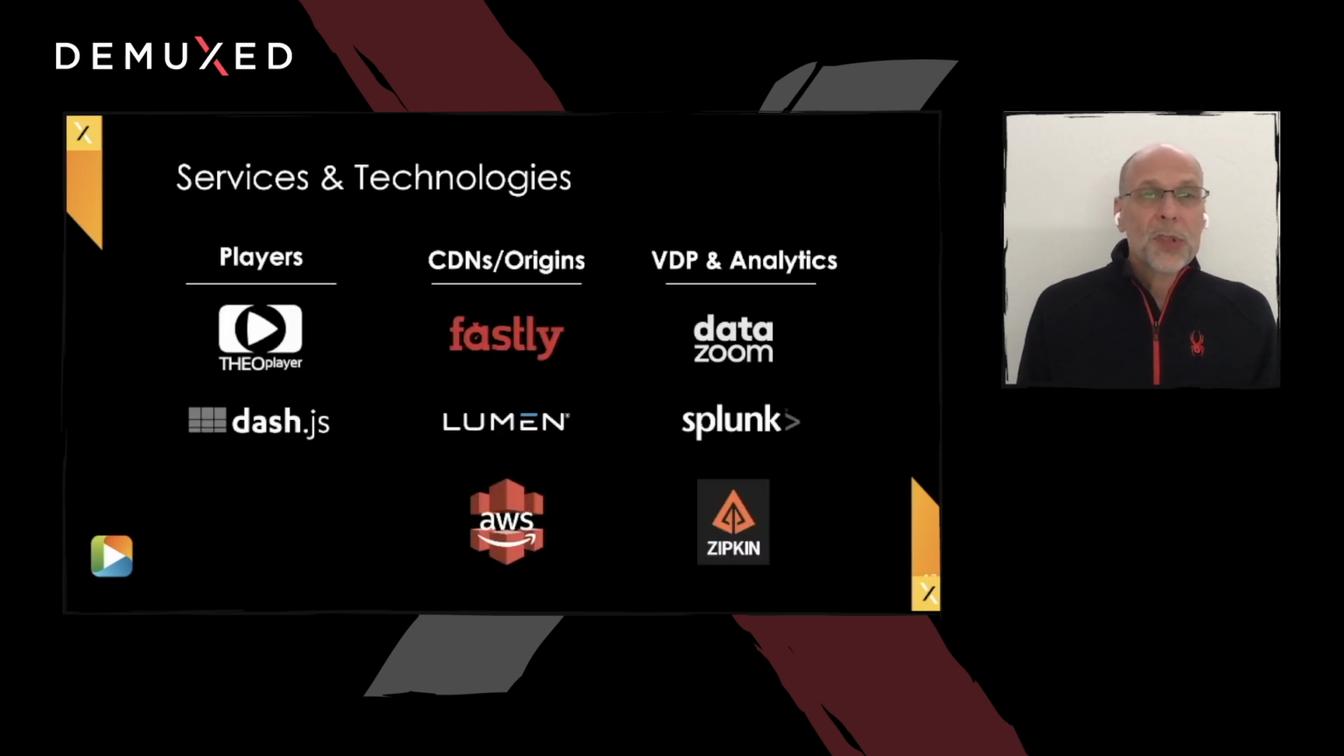In terms of services and technologies, we have a lot of participation within the SVA. VO Player is one of the players that we're going to be integrating into this project. Dash.js as well. We wanted to get some open source implementations here. And the cool thing about both of these players is they both have a CMCD implementation. For CDNs, we're leveraging Fastly, Lumen, and AWS CloudFront. And as I mentioned earlier, S3. And on the video data platform side and analytics, we've got DataZoom on the VDP side, and then we're leveraging Splunk today and Zipkin.